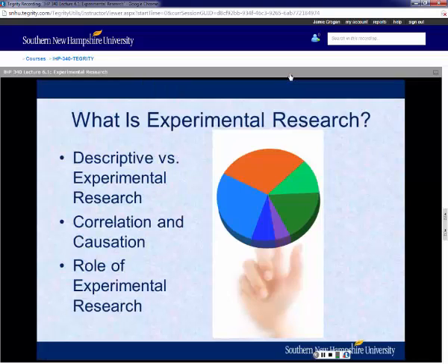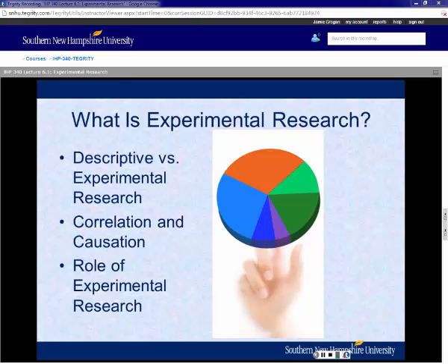What is experimental research? Well, we've talked about descriptive research already, and descriptive research describes the status of something. In contrast, experimental research is a little bit different. Experimental research is used to try to prove cause and effect.